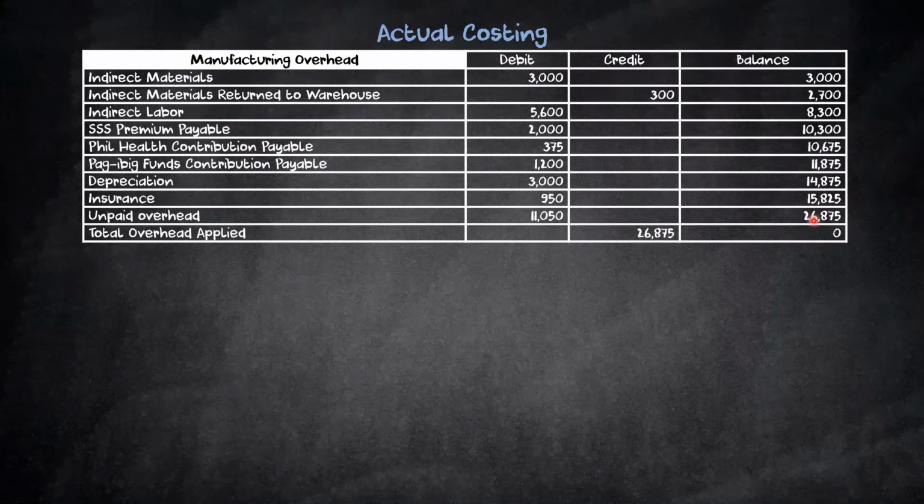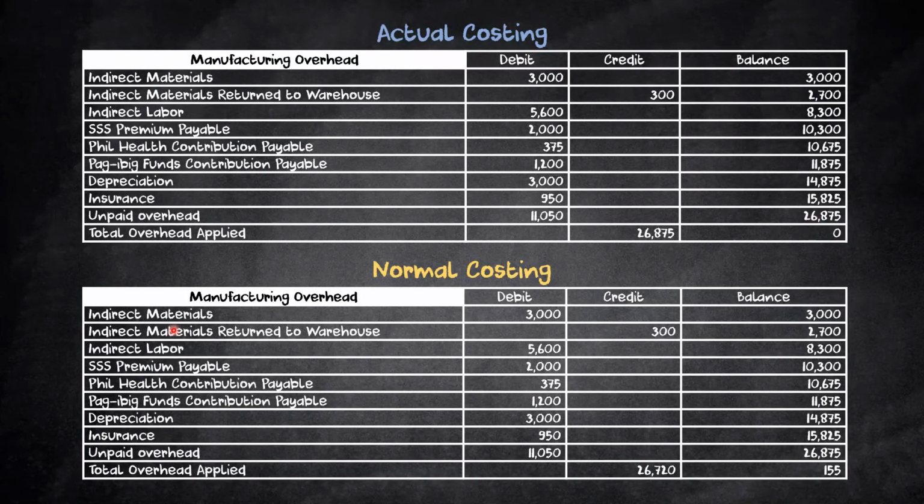Kaya kung titingnan natin ang normal costing, same lang naman halos. Actually, lahat ng elements dito ay same. Pero ang in-apply lang natin sa ating work in process account ay 26,720 lang. Kaya merong natirang 155. And this is what we call the under-applied variance. And we have already accounted for this kanina. We have closed it to the cost of goods sold. So, ito na po yung whole breakdown ng ating overhead. Ito yung nagiging sanhi ng difference ng actual costing and ng normal costing.